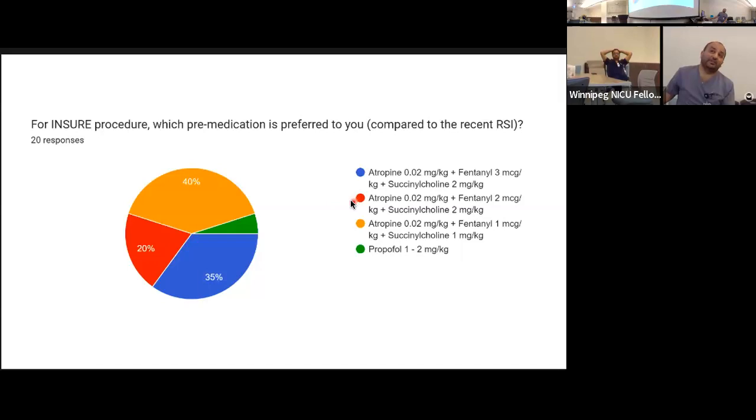But there is some variability, and we can accept that. But speaking of Ensure, yes, you need some level of sedation. My point is that there is some disagreement about what to give for those babies who require Ensure, full RSI or modified RSI.